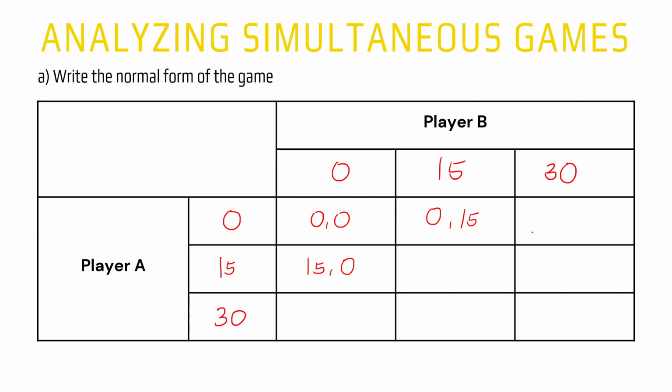Next, what if one player did not buy a ticket, but the other player bought a $30 ticket? Obviously, the one who did not buy a ticket will not get anything, while the one who bought the $30 ticket will win the $30 prize. However, since the prize is $30 and the ticket cost $30, the net payoff will be 0.